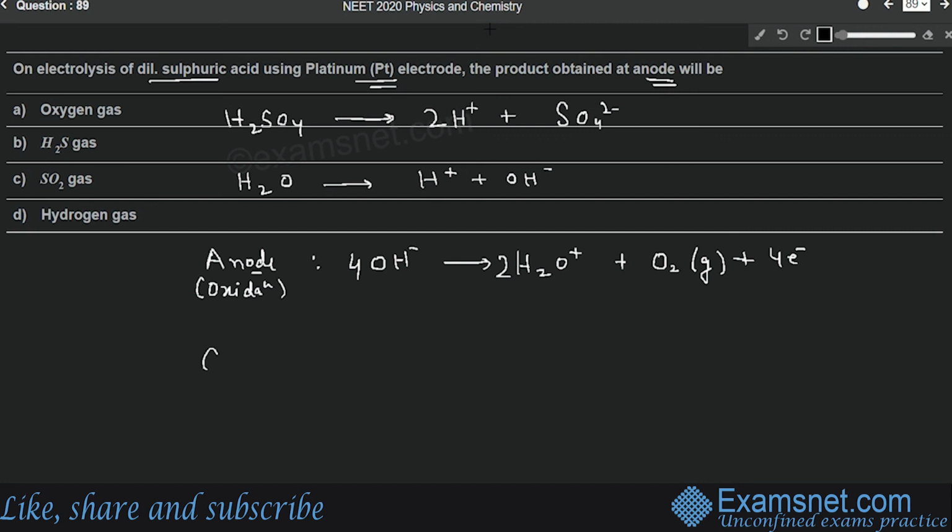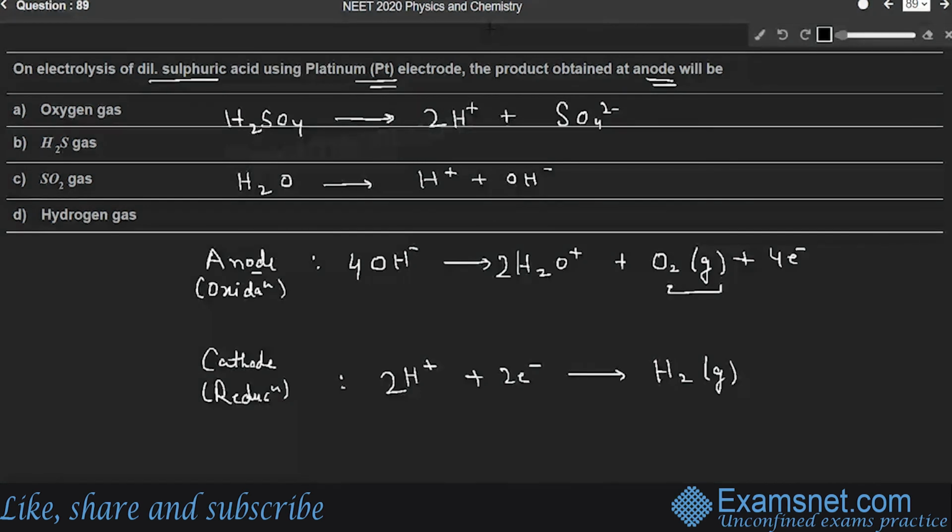Okay, similarly we know that at cathode reduction takes place. So here what will be reduced? H+ will be reduced: 2H+ plus electron. So it will gain electron to get reduced into hydrogen gas. Okay. So what have we obtained at anode? Oxygen gas is obtained, right? So option A will be the correct answer.